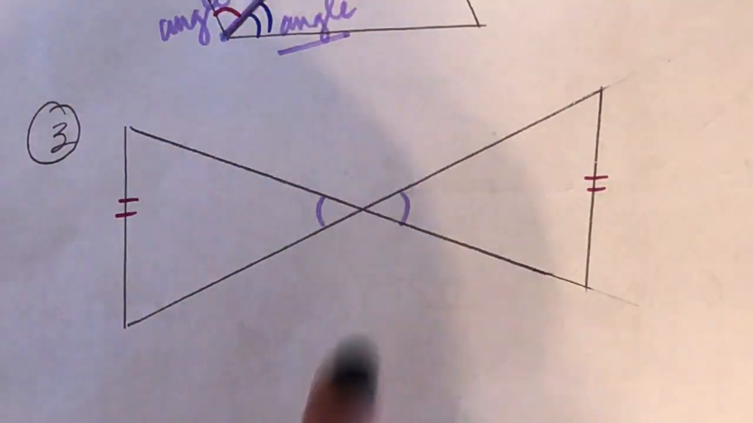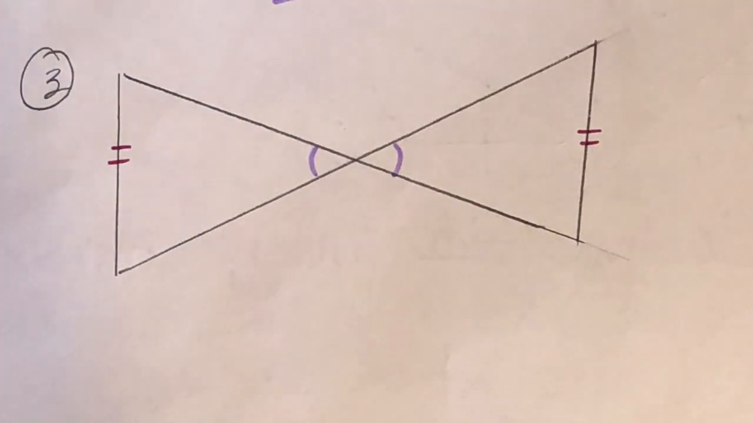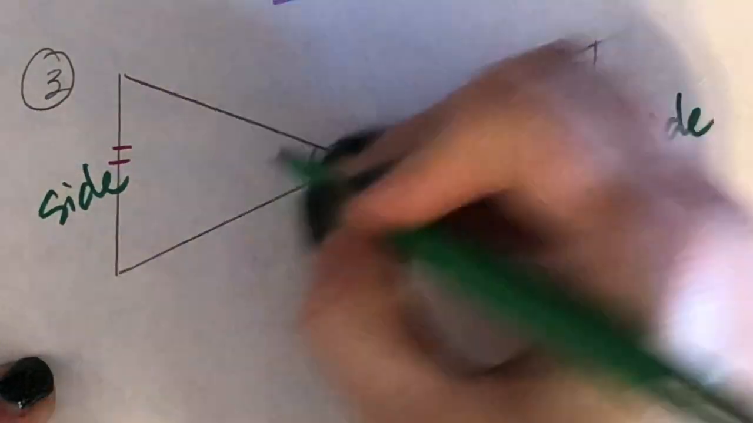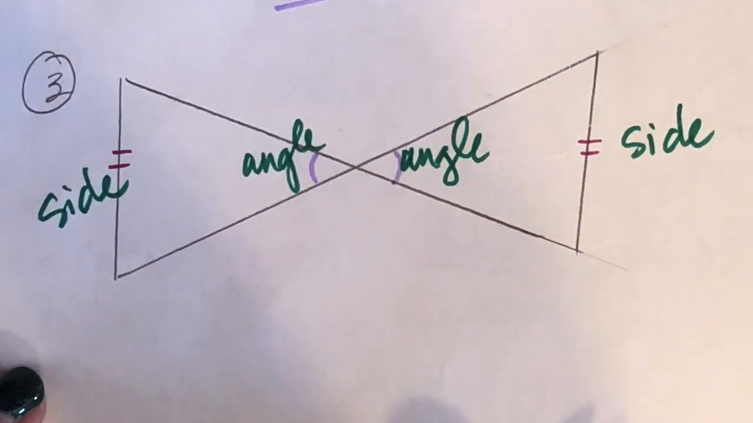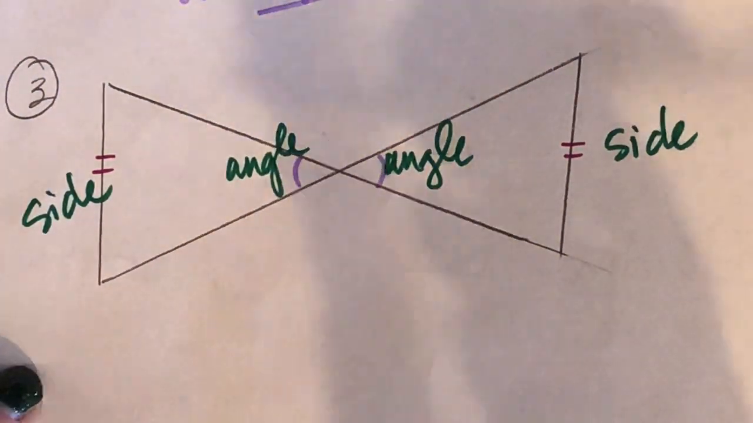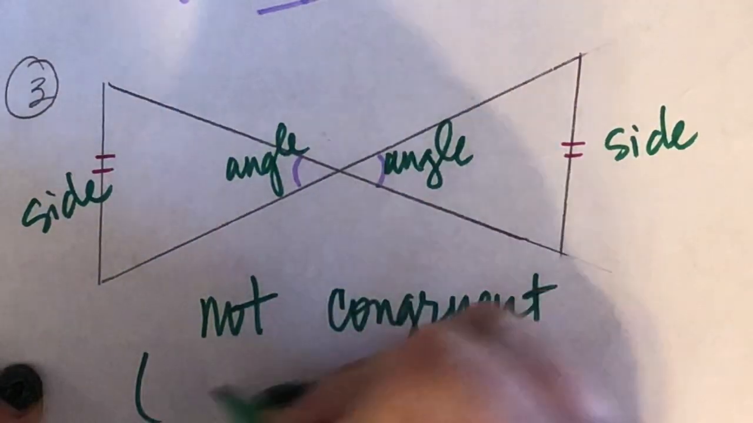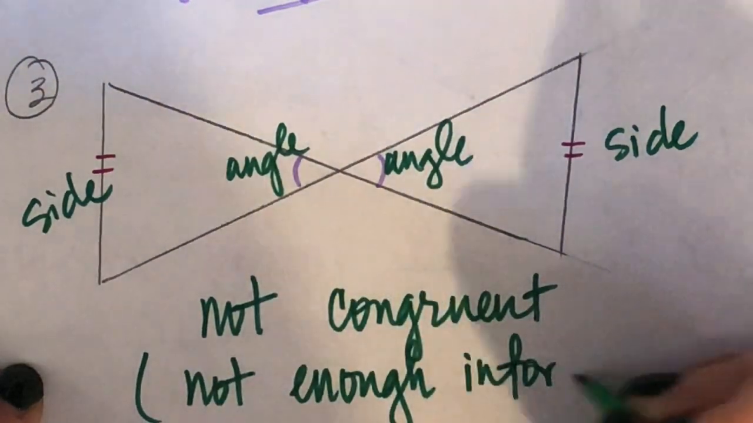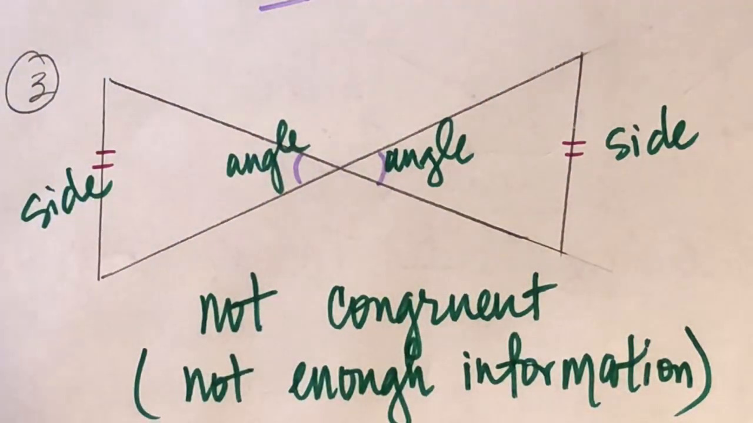The next one has these two angles that are congruent and these two sides that are congruent. But they don't give me any other angles, and they don't give me any other sides, and they don't give me any other information. So all I have is a side, an angle, angle. Well, we didn't learn one that was called SA or AS. So what we would write here is not congruent. And we could even put in parentheses, not enough information. Because they might be congruent, but they would have to give us a little more information for us to be confident that they are congruent.